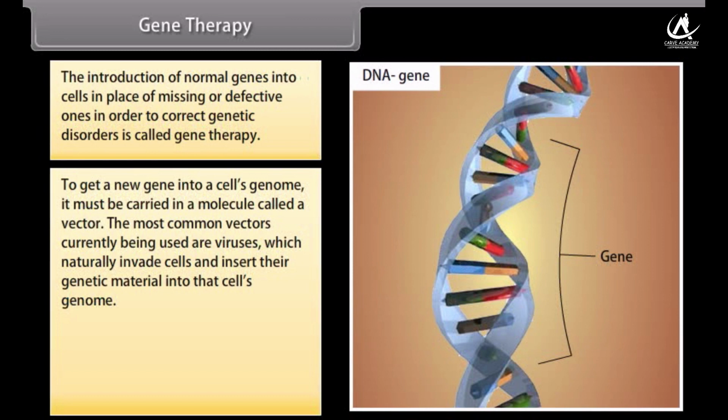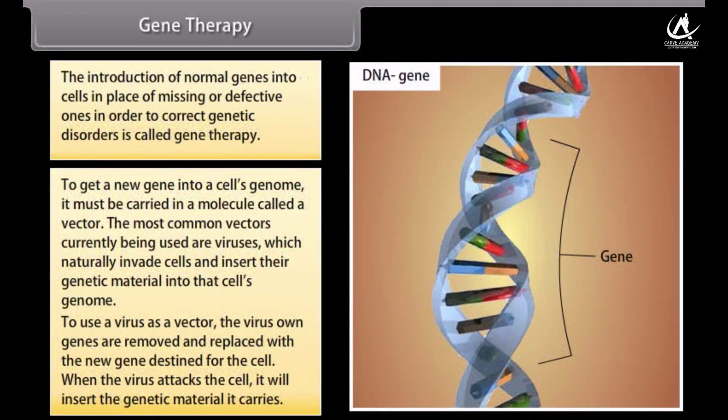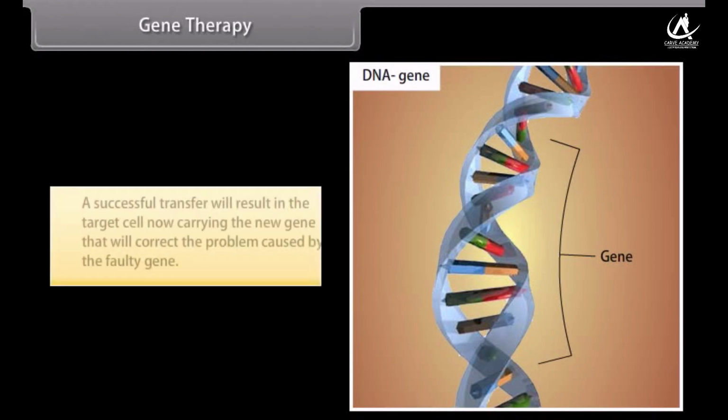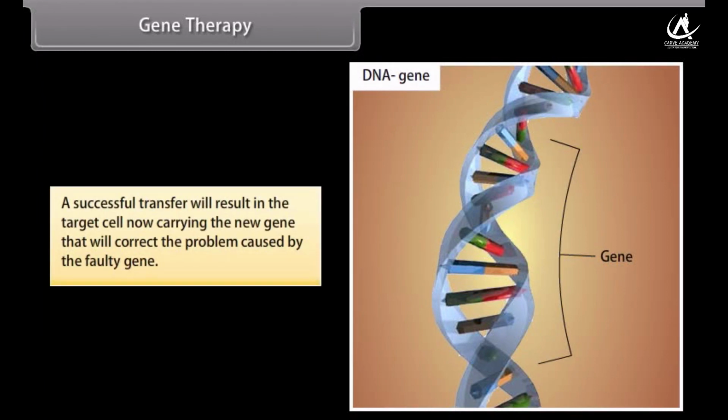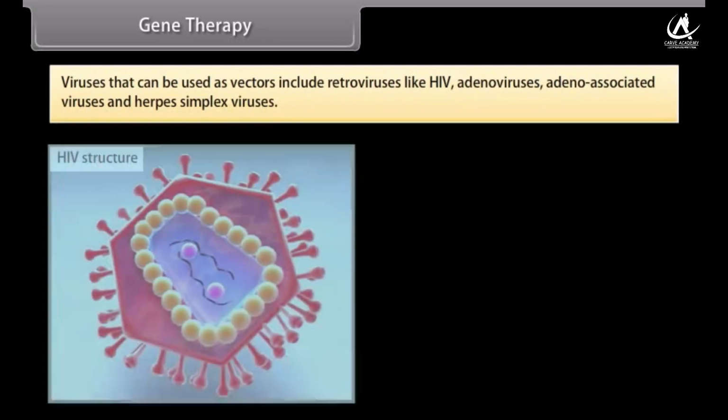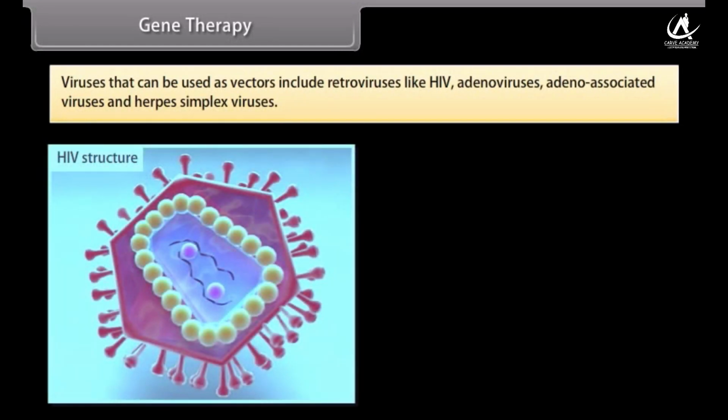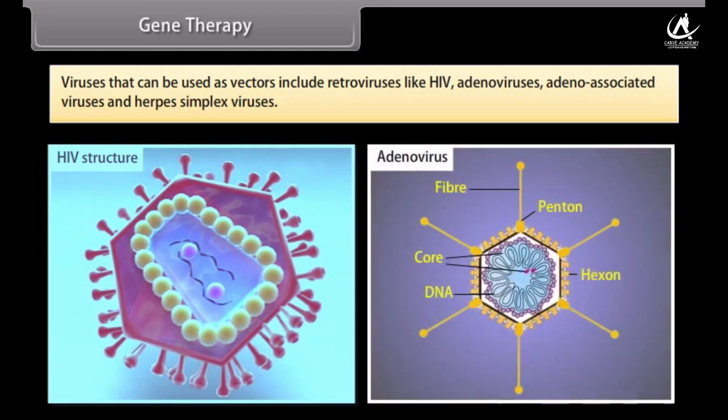The most common vectors currently being used are viruses, which naturally invade cells and insert their genetic material into that cell's genome. To use a virus as a vector, the virus' own genes are removed and replaced with a new gene destined for the cell. When the virus attacks the cell, it will insert the genetic material it carries. A successful transfer will result in the target cell now carrying the new gene that will correct the problem caused by the faulty gene. Viruses that can be used as vectors include retroviruses like HIV, adenoviruses, adeno-associated viruses, and herpes simplex viruses.